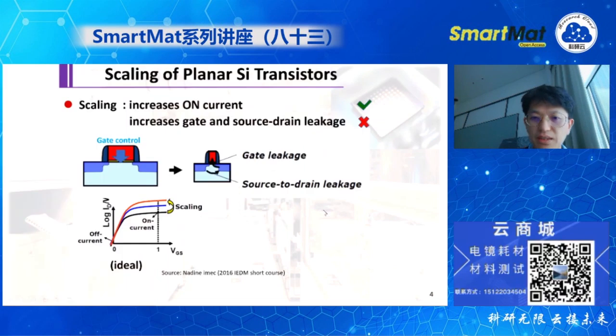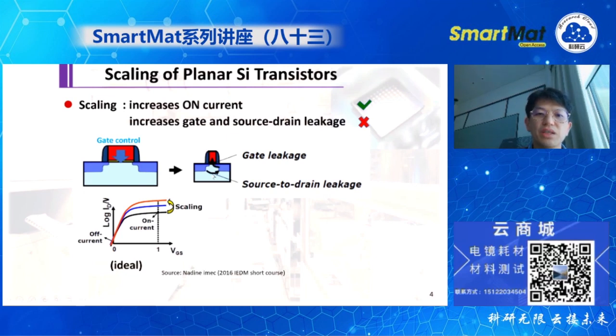Let me start from the very basics for those who are not really in electronics. For a planar silicon transistor, scaling means that we try to shrink down the size of the device, meaning that the source-drain distance becomes shorter. This brings very good benefits. The first one is that it increases the on current. For example, if you look at the bottom left graph, as we shrink the size, the on current increases, which is needed for future electronics, because on current represents the computation speed. We can simply say that.